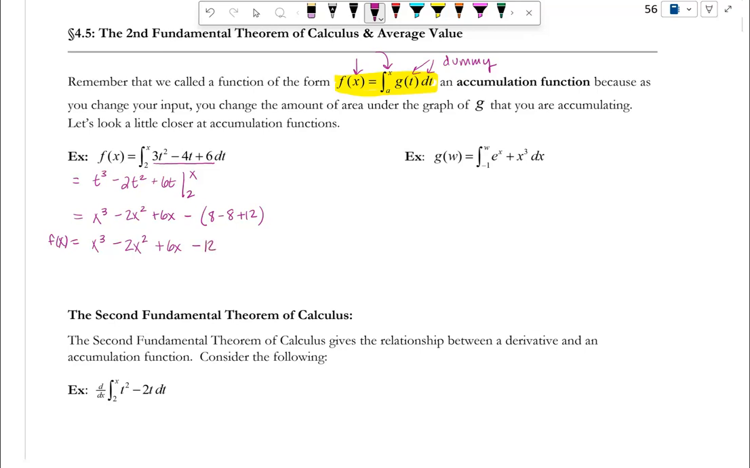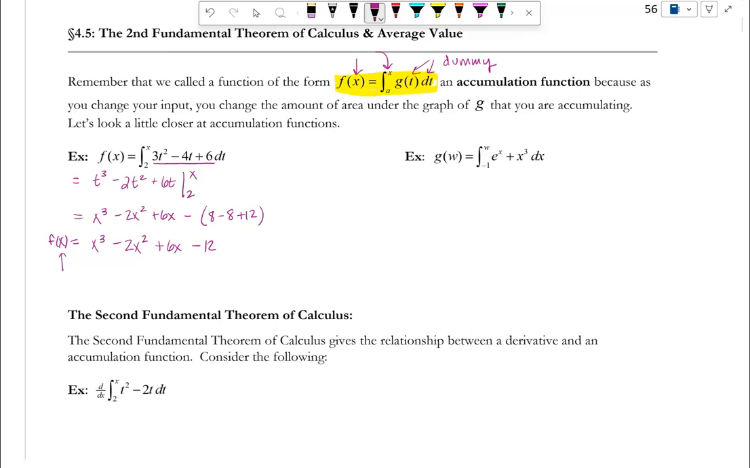So notice that f of x is a function of x. X is the variable of the function, and it was in our limit. So that t was really just a stand-in so that we could plug x back in. So the t goes away.